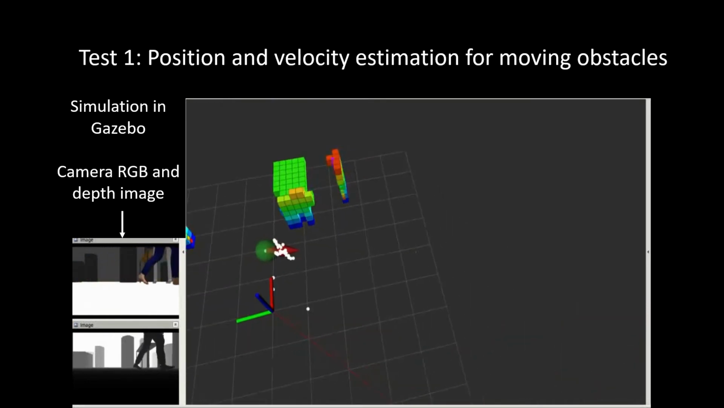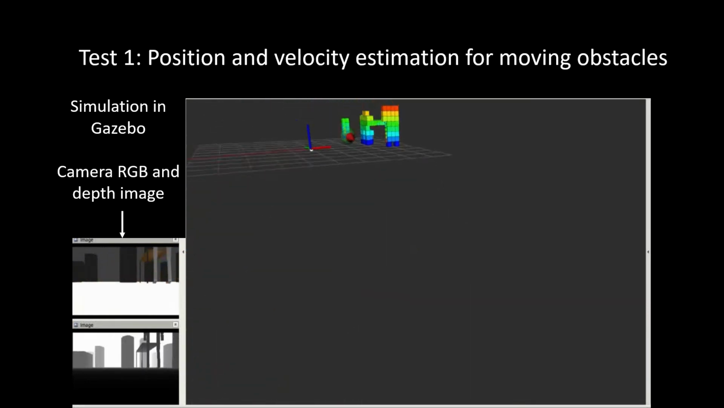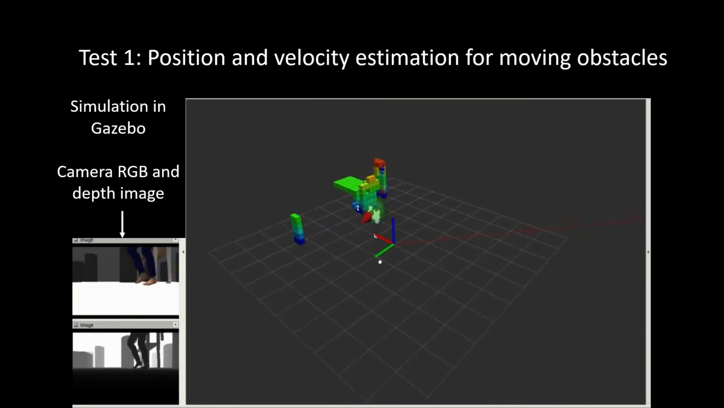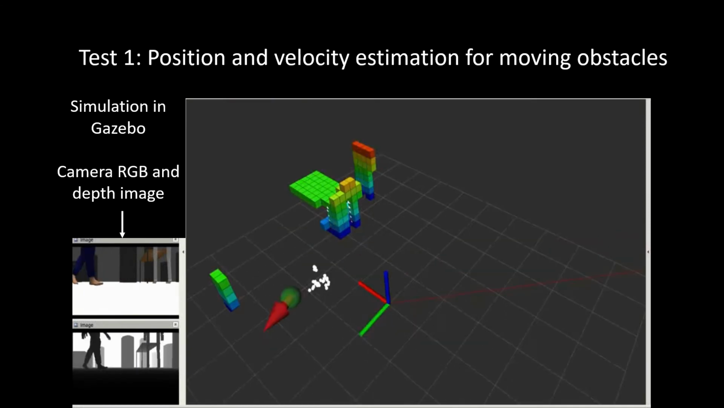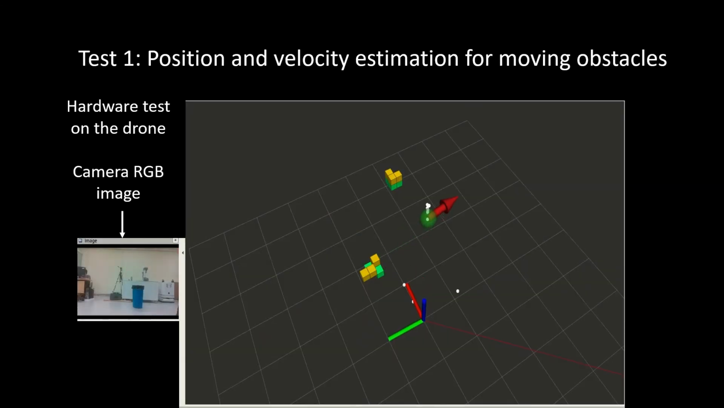Here are two videos for the position and velocity estimation for moving obstacles. The filtered point cloud is shown in white points, and the colorful boxes represent static obstacles. We can see the velocity obstacle detection is sensitive and the estimation is accurate and fluid.